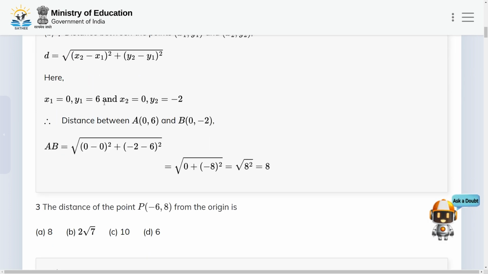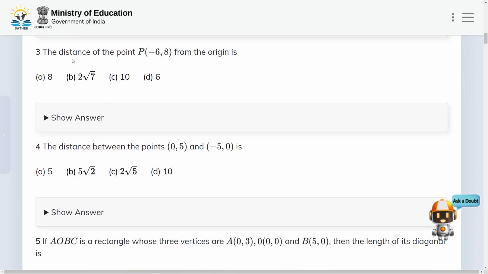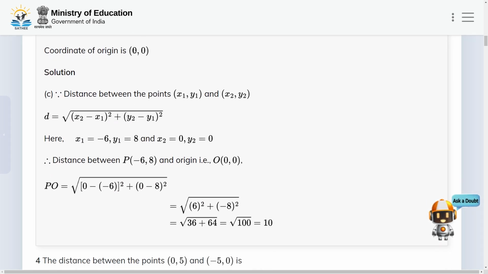Now let us move to question number 3. The distance of the point P(-6, 8) from the origin is what? We need to find the distance of the point P(-6, 8) from the origin. The coordinates of the origin are (0, 0), as you know. The distance between the points (x1, y1) and (x2, y2) is d equal to the square root of (x2 minus x1) whole square plus (y2 minus y1) whole square. Here x1 is -6, y1 is 8, x2 is 0 and y2 is 0.